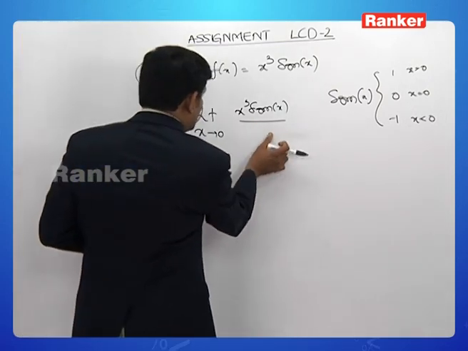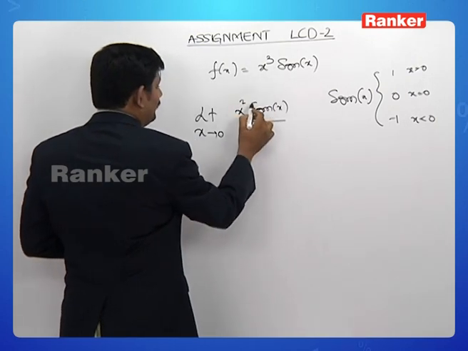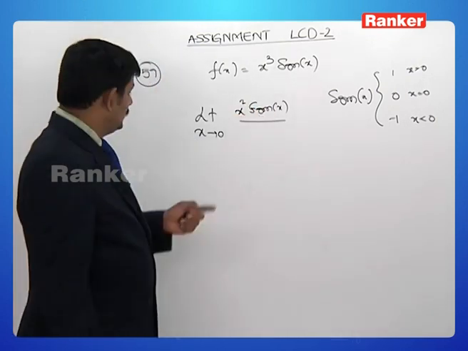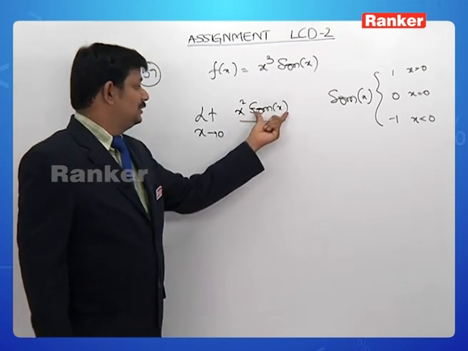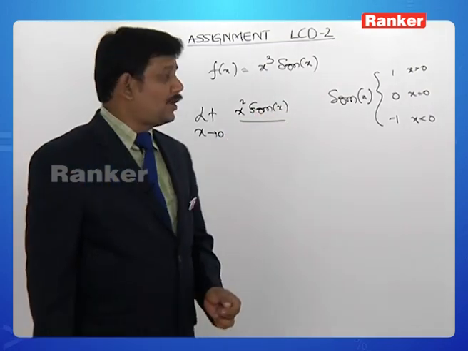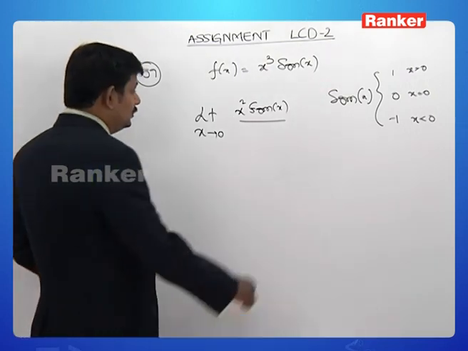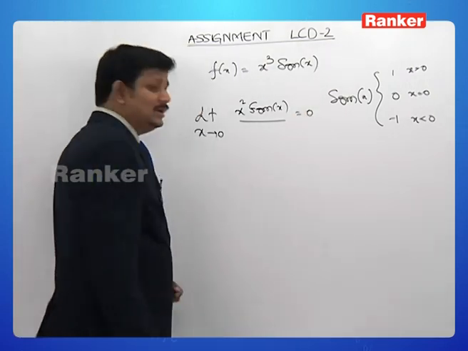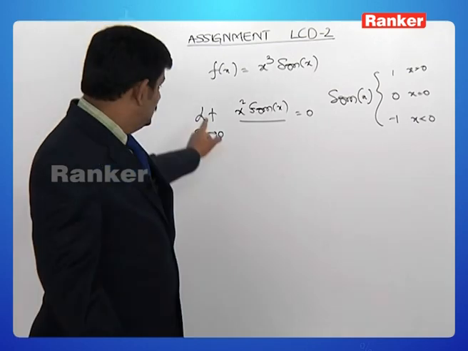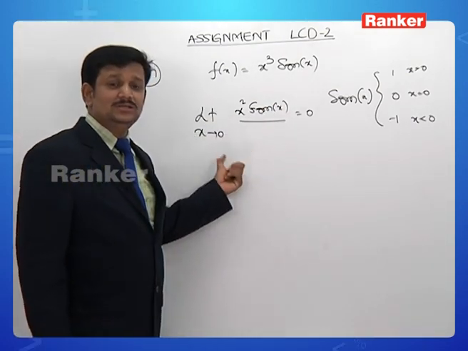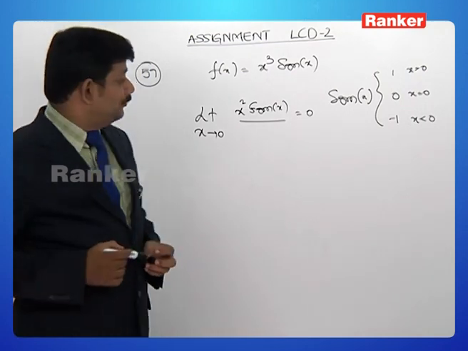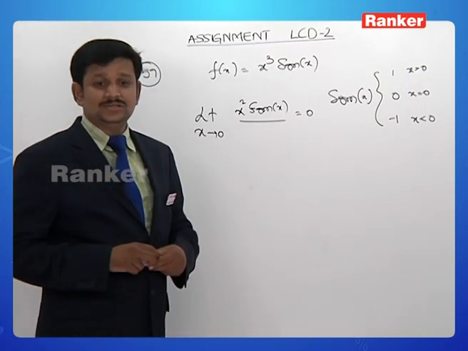So x and x get cancelled. We have x square. As x tends to 0, x square tends to 0. Whether signum x is plus 1 or 0 or minus 1, the product is going to be 0. So irrespective of whether it is right hand derivative or left hand derivative, this limit will be 0. The limit exists and is finite, so the function is differentiable. So function is differentiable and continuous at x equal to 0.